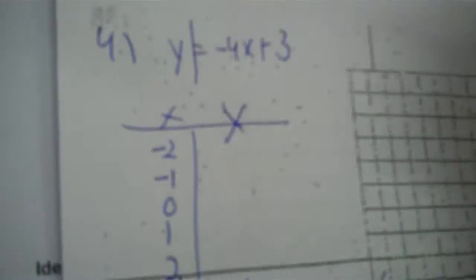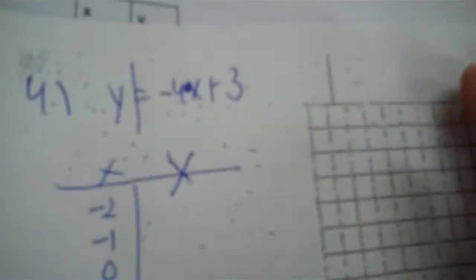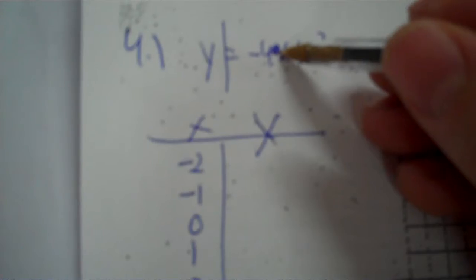Here's how you figure out your y. Put a wall on the side of the y. Okay, y is by itself. Now dot your x, don't circle it, okay? And what you're going to do is replace x with negative 2 first. Negative 2 in for x.